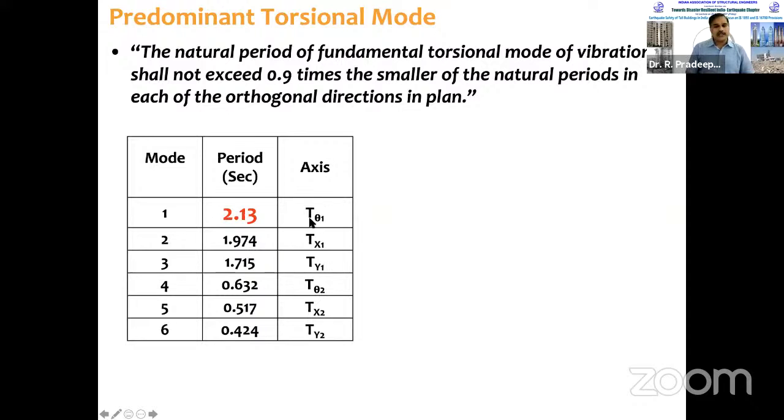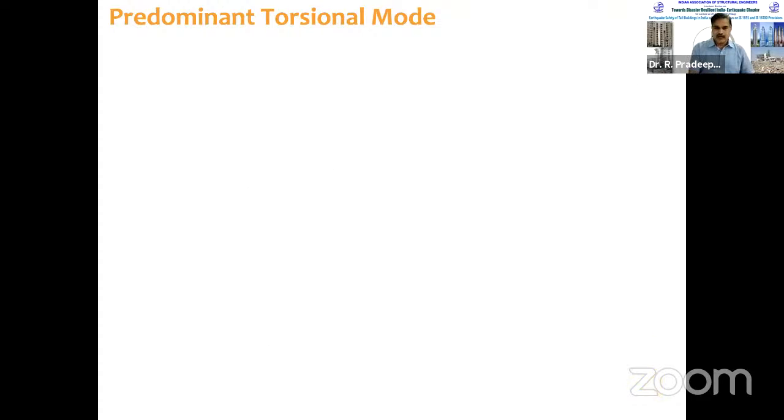According to the participation, we can clearly say that the first mode is a torsional mode in this one. The second is translation in the x direction, and the third is translation in the y direction. That means T1 is the first mode. And why is the torsional mode coming as the first predominant mode? What is the cause of it? Let me show you that.